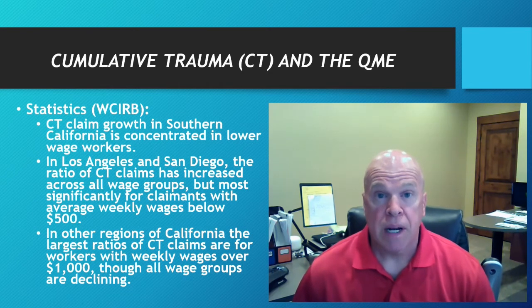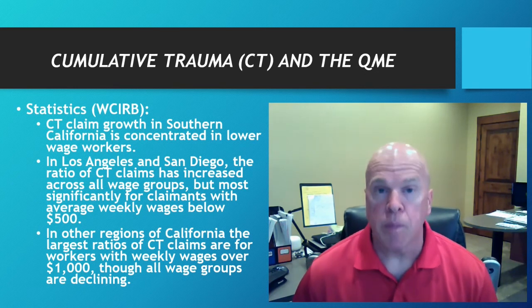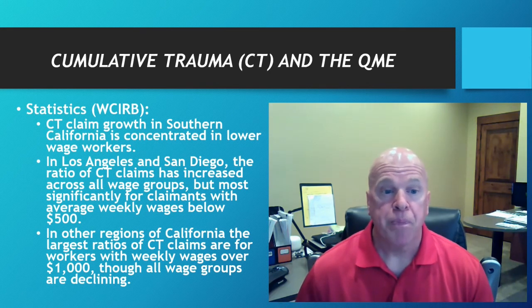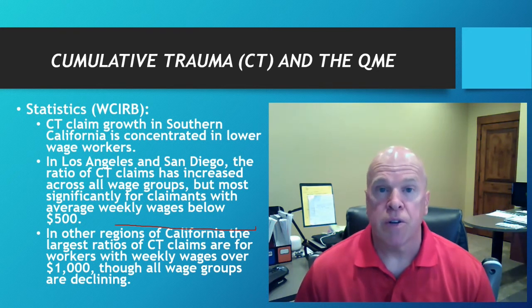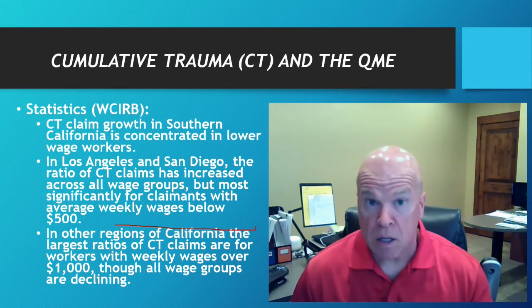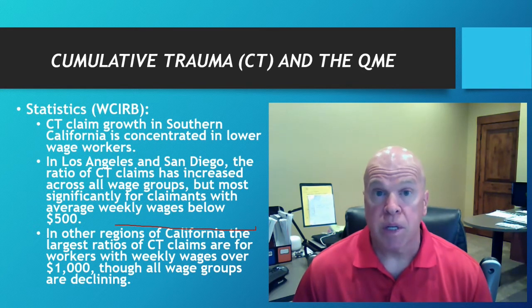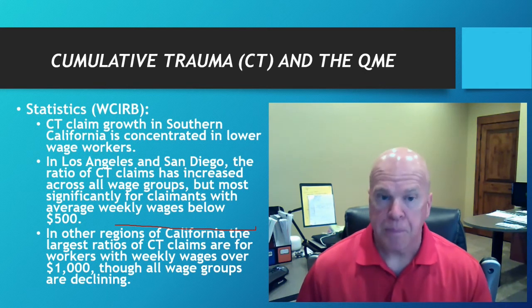And if you're a qualified medical evaluator somewhere in the state of California, when it comes time to evaluating your next cumulative trauma injury claim, who is it that's going to be sitting across from you in the face-to-face evaluation as your examinee? Well, as we said, cumulative trauma injury claim growth in Southern California is concentrated disproportionately in the lower wage workers, those workers that have an average weekly wage of less than $500. So you're going to be sitting across a relatively low wage earner if you're in Southern California.